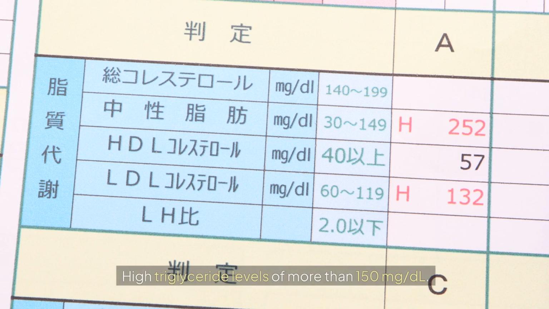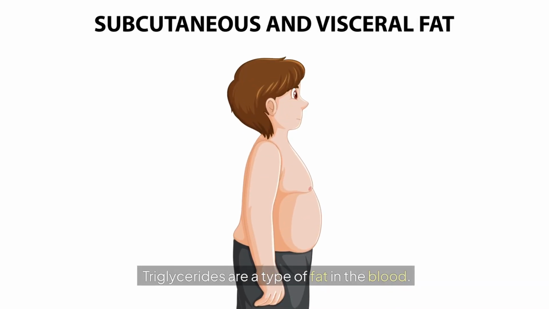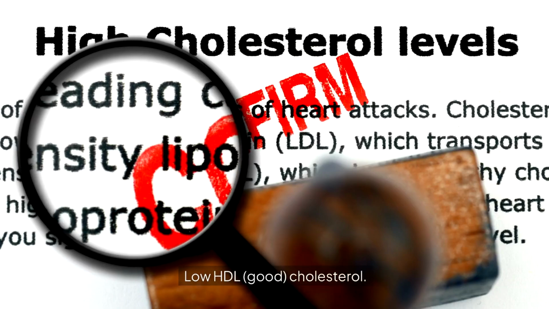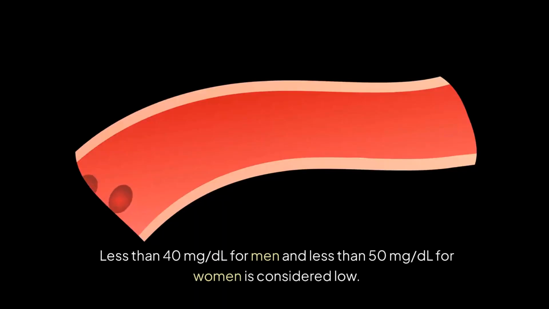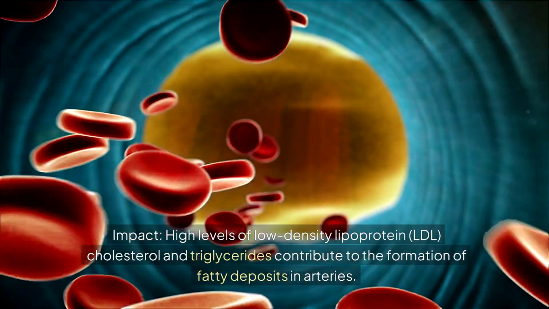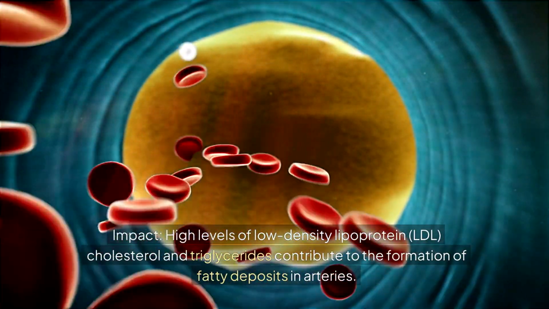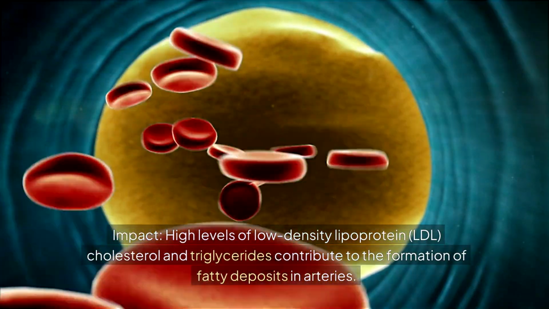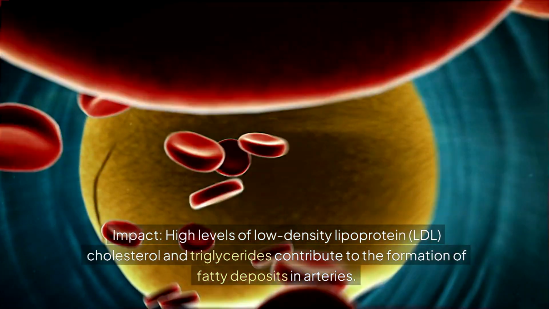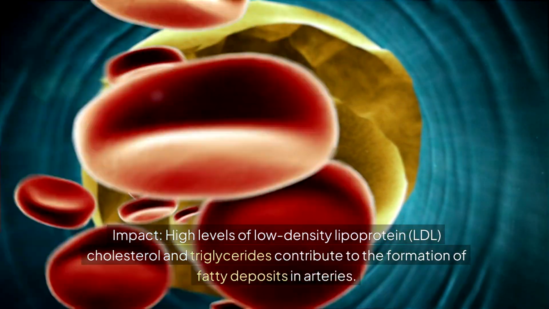High triglyceride levels of more than 150 mg/dl. Triglycerides are a type of fat in the blood. Low HDL, good cholesterol. Less than 40 mg/dl for men and less than 50 mg/dl for women is considered low. Impact: high levels of low-density lipoprotein, LDL cholesterol, and triglycerides contribute to the formation of fatty deposits in arteries.